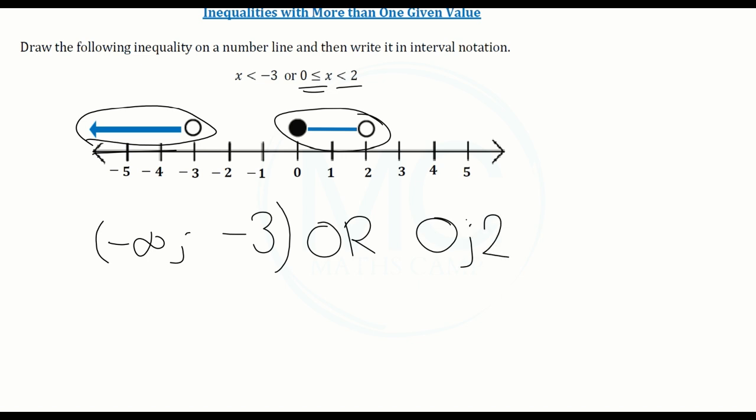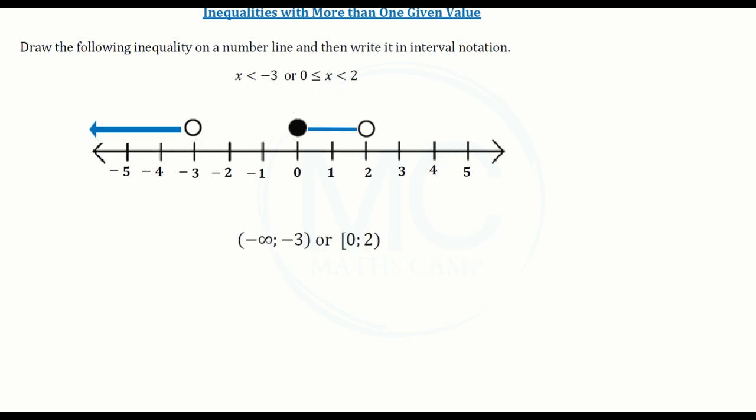X is greater than or equal to 0. So the possible values of X include 0 as well. So we can put a square bracket around our 0. X is smaller than 2. So it does not include 2. And we can put a round bracket around 2. And we have now completed this question.